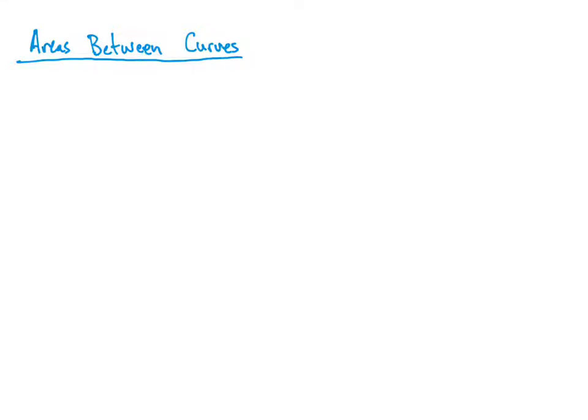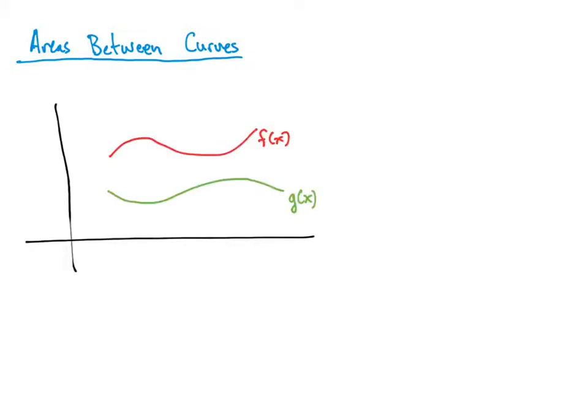In this video, I'll be going over how to find the area between two curves. So suppose we have two functions, f of x and g of x, and f of x is always greater than g of x over some interval. Let's call the interval a to b. So here's our interval a to b, and we want to find the area in between these two curves.